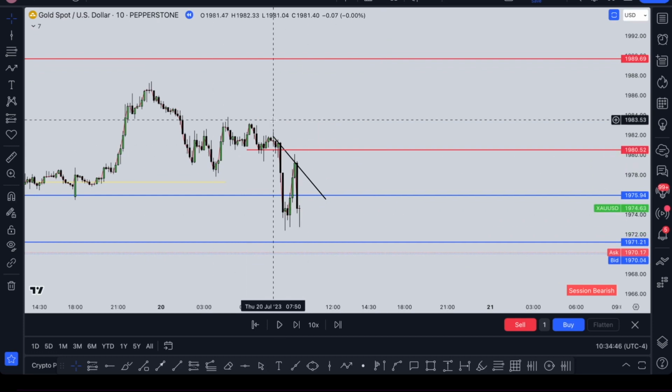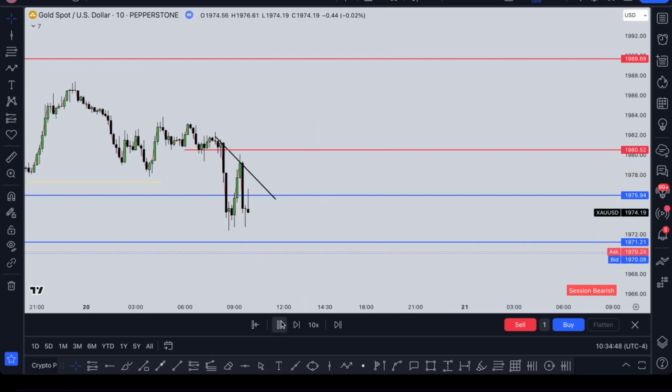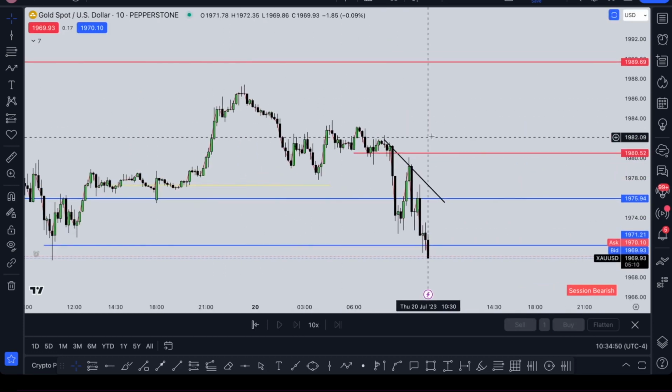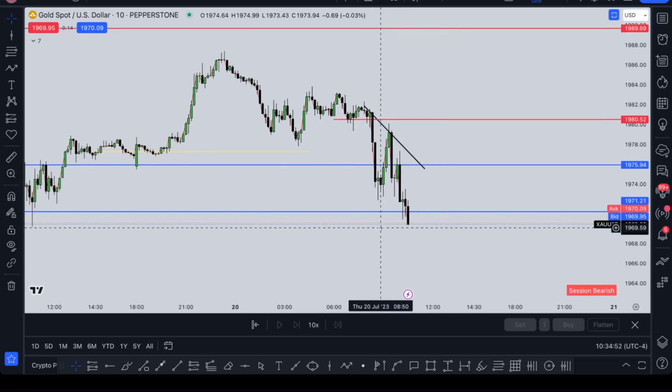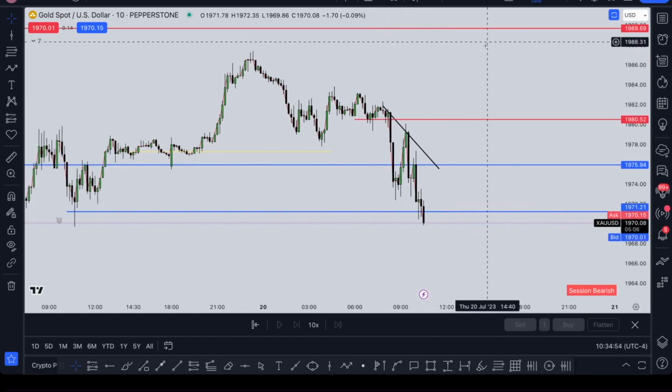Over here also bearish session for today. Price is selling off because it found a higher time frame level somewhere here, and now we are looking to see whether we can buy for price to go just a bit higher.